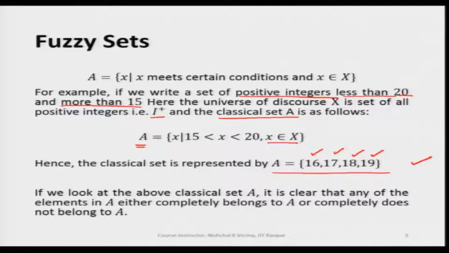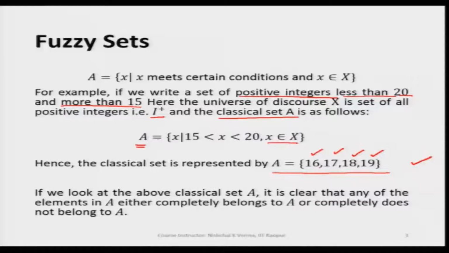Now, if we look at the above classical set, it is clear that any element either completely belongs to A, meaning it is present with 100%, or completely does not belong to A, meaning it is present with 0%, which means the element is not present.